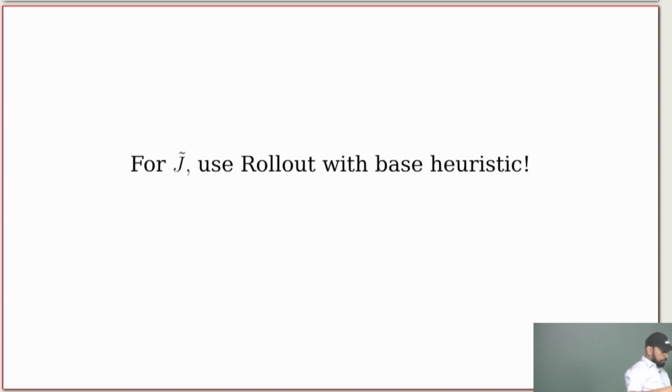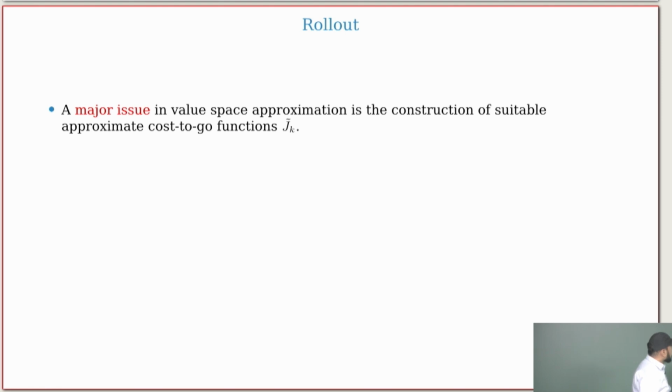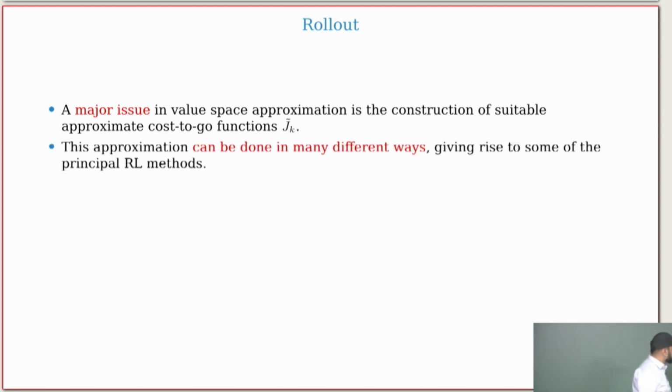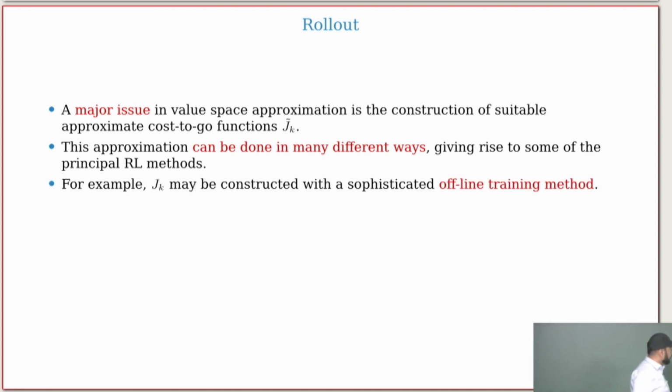So from xk to xk plus 1 is your one step look ahead. You minimize just for this k to k plus 1 step, and then from there onwards your estimate is some form of rollout. So what is a rollout? Let us define rollout. In rollouts, which is a value function approximation or the cost estimate, is the construction of suitable go-to functions. This is the estimate or the approximate that I am supposed to do. Approximation can be done in many different ways, giving rise to some principal RL methods. So this itself is a nice area to explore. What are the different ways I can do approximations?